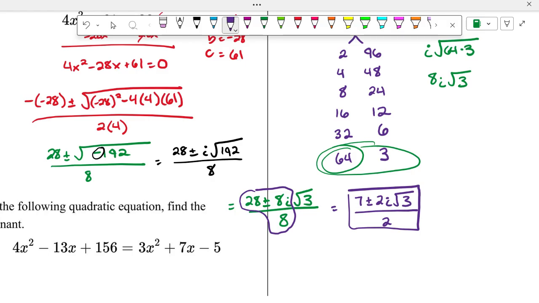So guys, just remember, if you have a negative under your radical after you've simplified everything, you have to take the I out first. That's how you take care of the negative. Does everyone understand that?